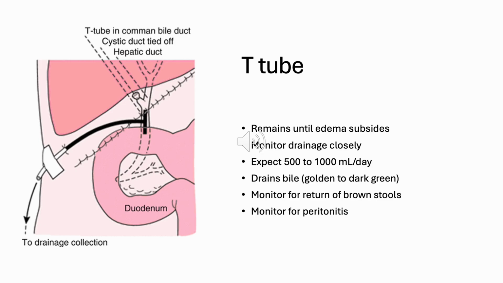You need to monitor the drainage closely and make sure that the T-tube is not kinked in any way because it can easily get kinked when the patient is sleeping, etc. Expect about 500 to 1,000 milliliters per day. It drains bile, so that color is golden to dark green. Monitor for the return of brown stools and monitor for peritonitis.